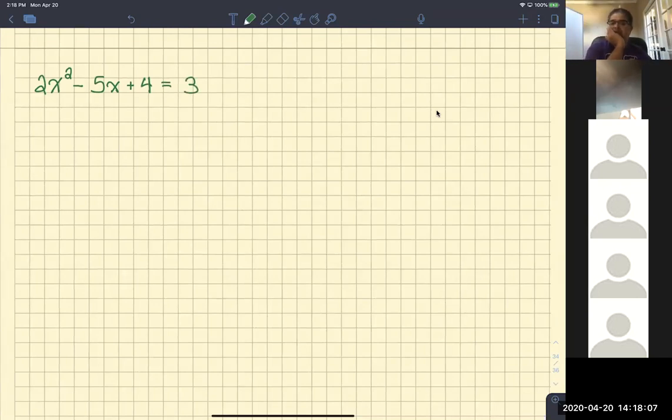So I want to solve this equation. Because this is a quadratic, the first thing we're going to do is subtract 3 from both sides. Okay, because we want one side to equal 0. Now, we're going to try to see if we can solve this via factoring. So remember, when the leading coefficient is something other than 1, I got to try slip and slide.